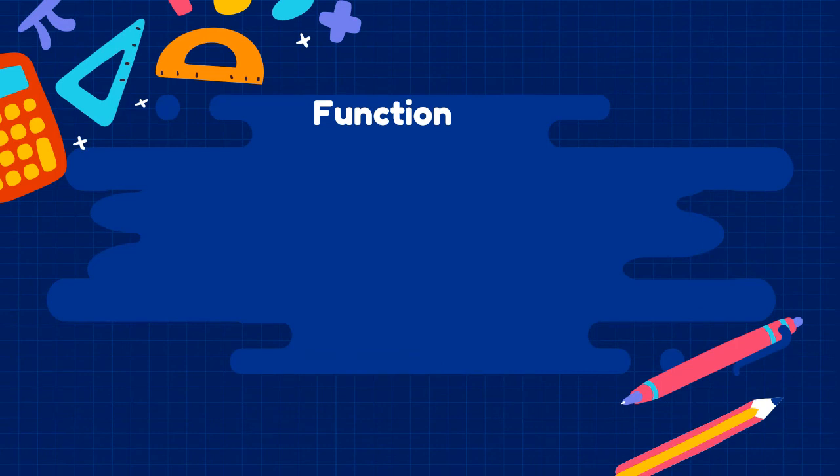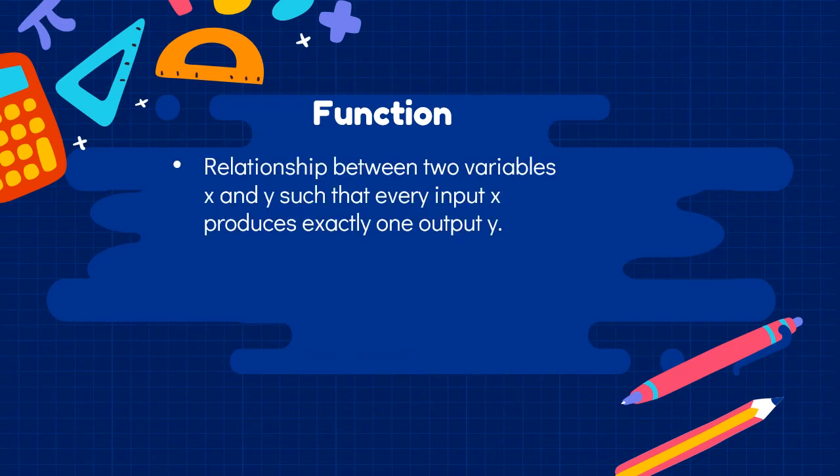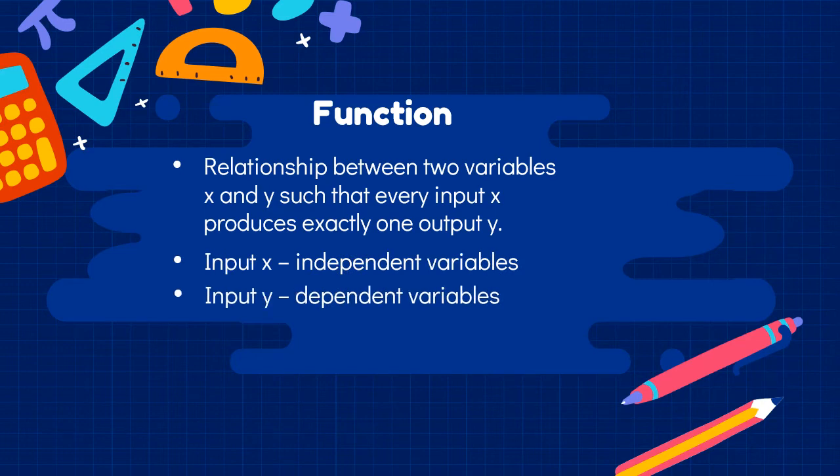When we say function, it is the relationship of two variables, x and y, such that every input x produces exactly one output of y. Again, every input x produces exactly one output of y. Input x will be the independent variable, and y will be our dependent variable.